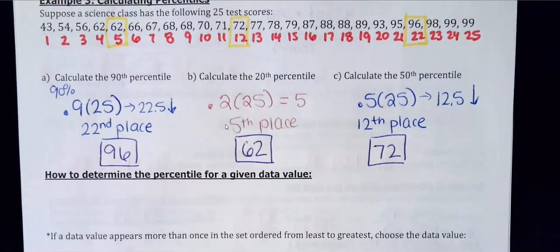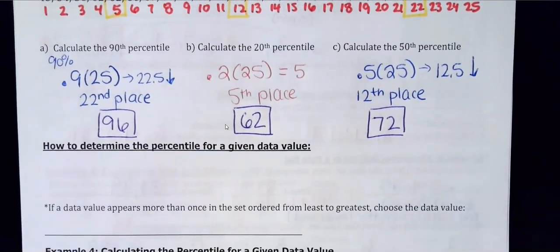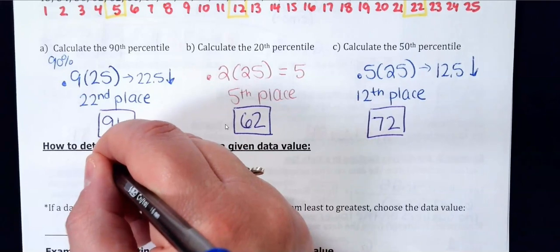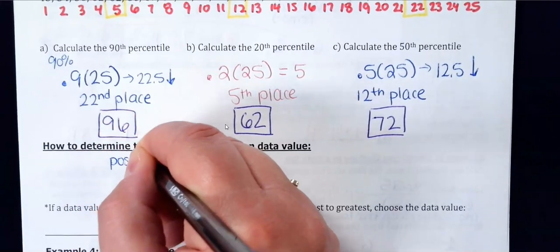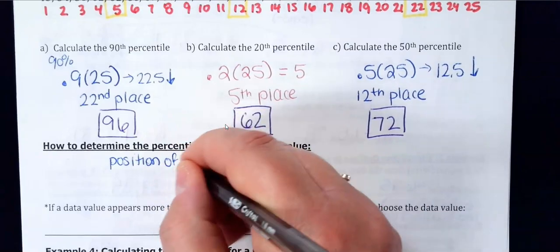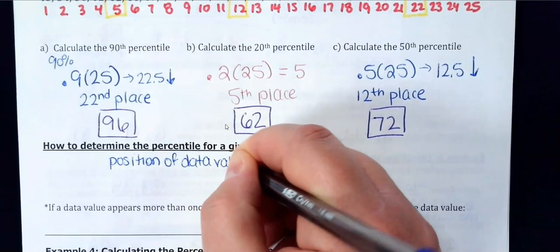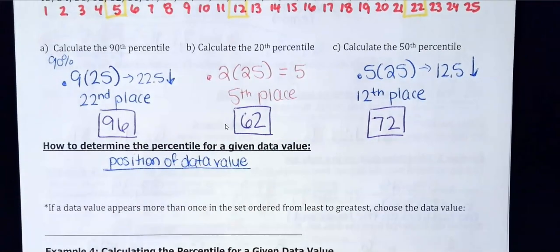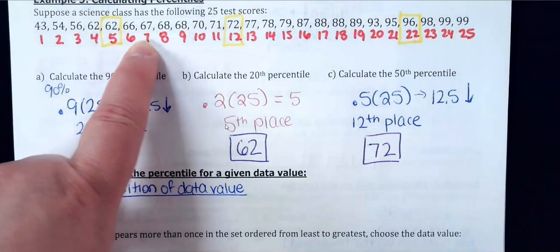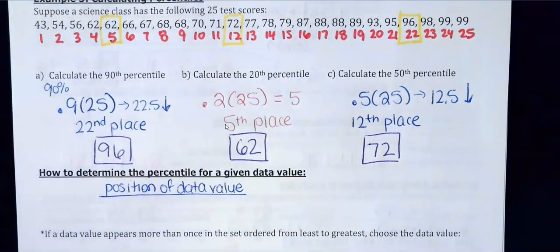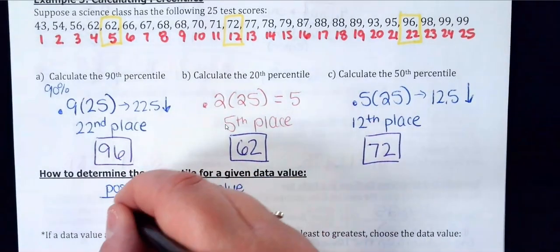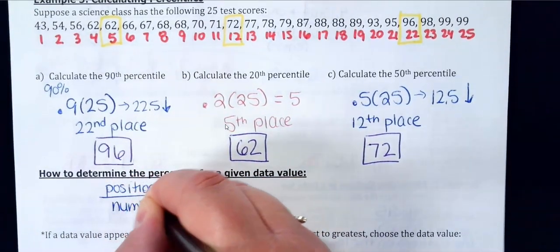Now, the other thing you might be asked to do is determine the percentile for a given value. So if I give you one of these test scores, could you tell me what the percentile is? To calculate that, you're going to use a fraction. You take the position, or the place, of the data value. Like if I picked 67 out of that list, the number I would put on top of this fraction would be 7. The position of the data value divided by the number of data values.